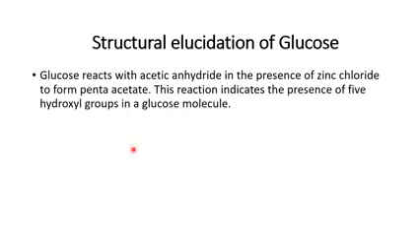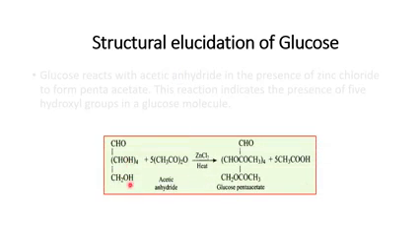This is an interesting reaction. Glucose reacts with acetic anhydride in the presence of zinc chloride to form pentaacetate. Normally an acid derivative reacts with an alcohol to form an ester. Instead of acetic acid, we are using acetic anhydride because acetic anhydride is a little more reactive. This shows that there are five OH groups, which we are representing here. So this is the glucose pentaacetate derivative.